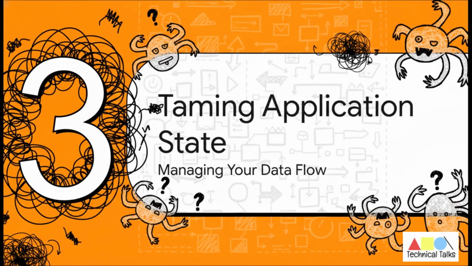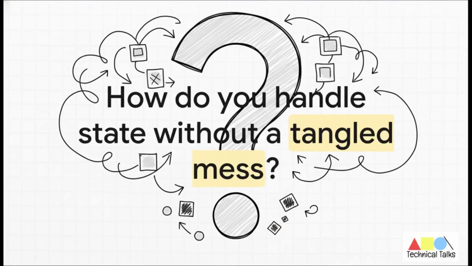So, now that our components are way cleaner, we can turn our attention to the next big monster in any growing application: state management. How do we wrangle all our data and keep it flowing predictably as our app gets more complex?